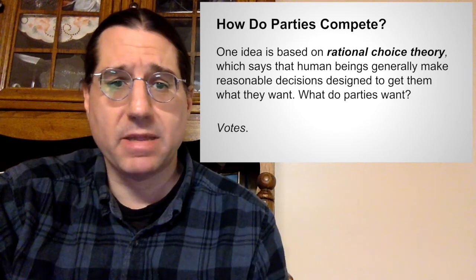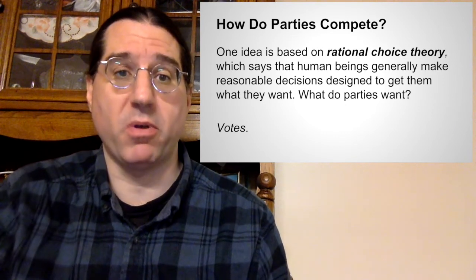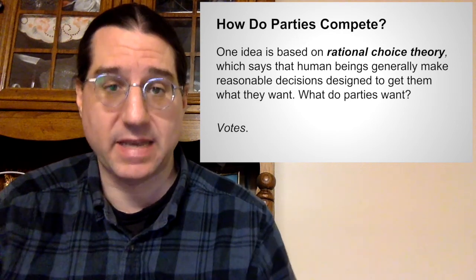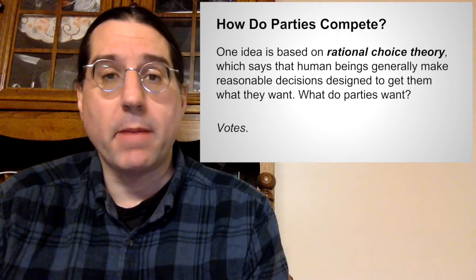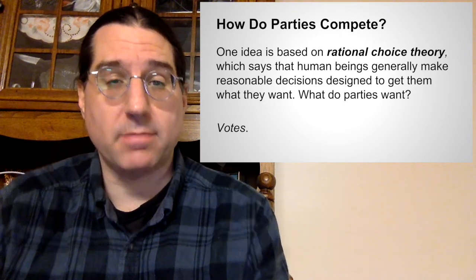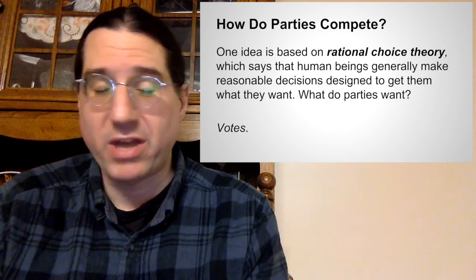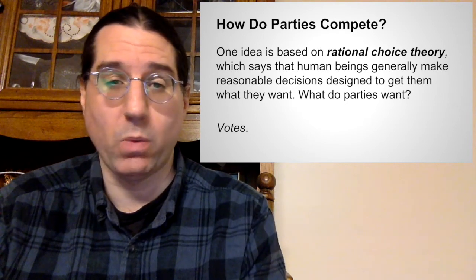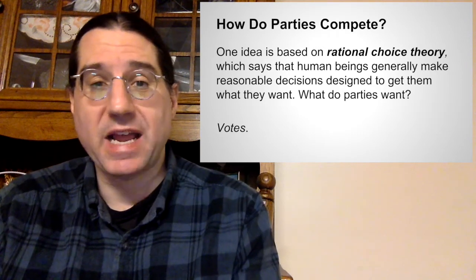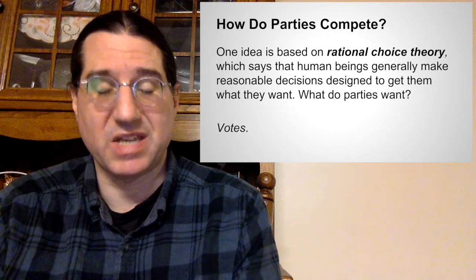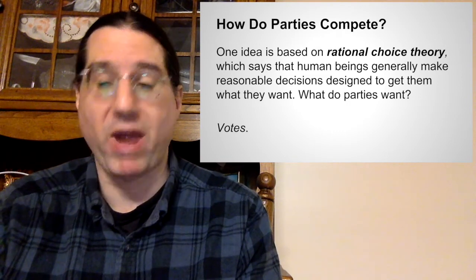We've already talked about the basic function of political parties, which is that they are groups of people that organize to try to win elections and get their people into jobs in the government. Now the question is, how do they compete with each other to do this? What are they trying to do? What's the strategy? And what a lot of political scientists have decided to do is apply a psychological idea known as rational choice theory.